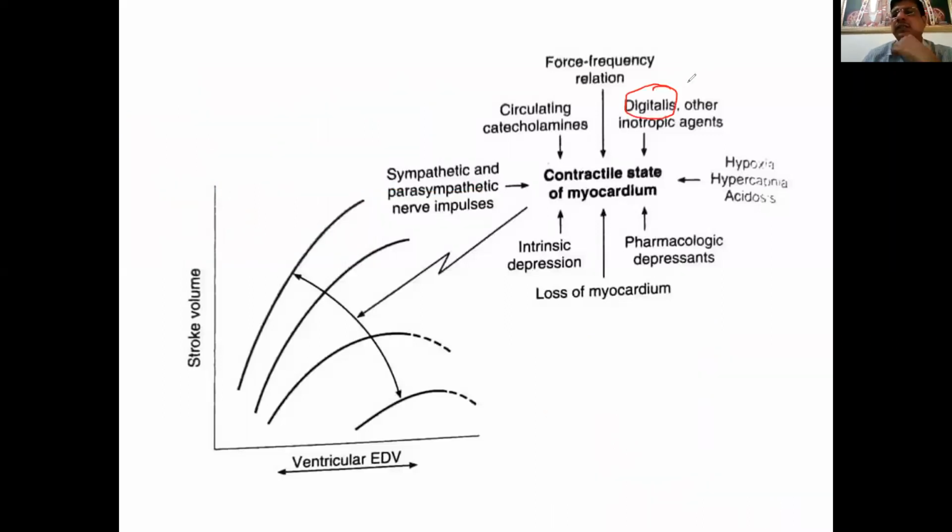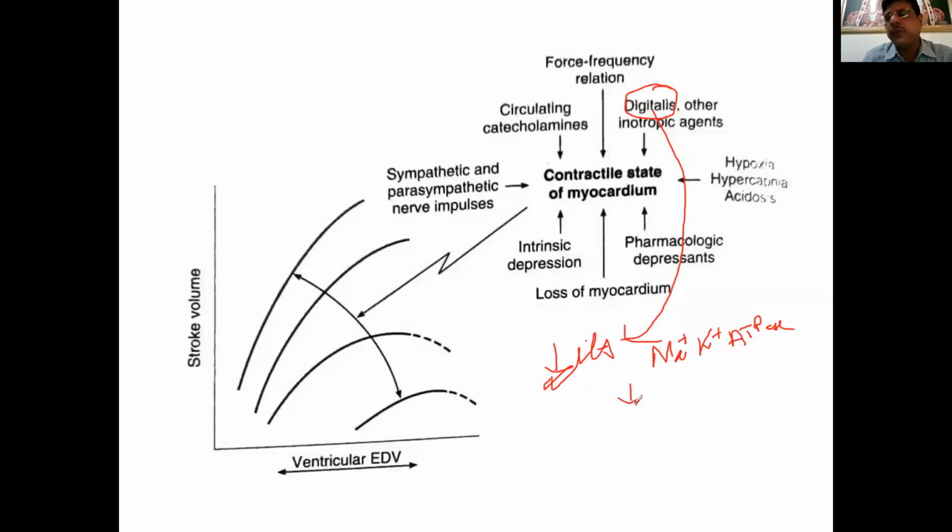Digitalis will cause increased force of contraction. Anybody can tell me the mechanism of action of digitalis? Digitalis inhibits the primary active transport of the sodium potassium pump, which increases intracellular calcium. Now you need to explain that to me, Bhavana. Digitalis inhibits the sodium potassium ATPase pump. There is no need to say primary. You just say sodium potassium pump or sodium potassium ATPase. Okay, good. So what happens next?